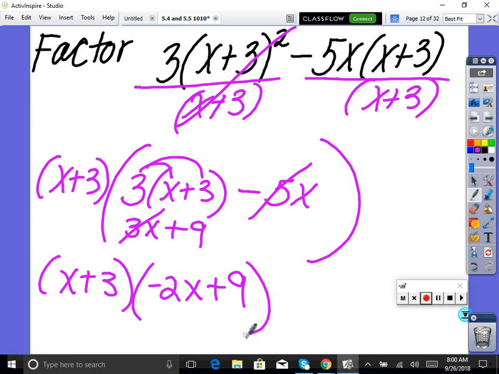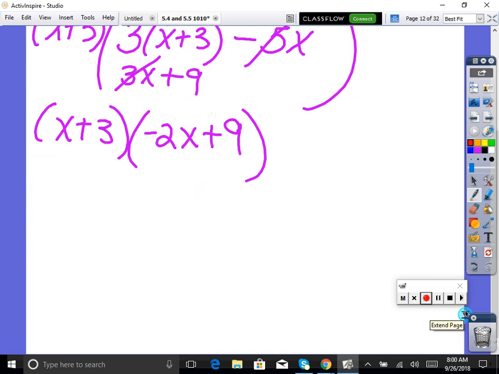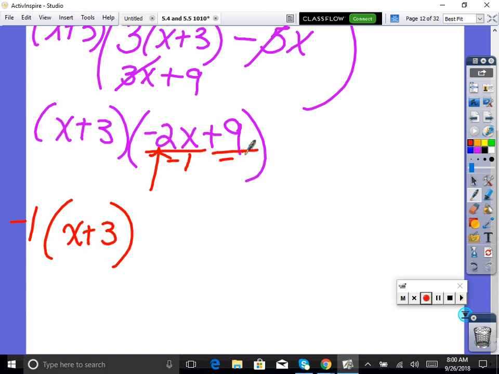Now, is that considered factored completely? Why do you say no? Because there's a negative in front, so we would probably pull that out. We would pull that out, everyone. So we'd pull out a negative 1 in front, just like we did with the 3. There's still an x plus 3. So we divide by negative 1, divided by negative 1. So then left would be 2x minus 9.